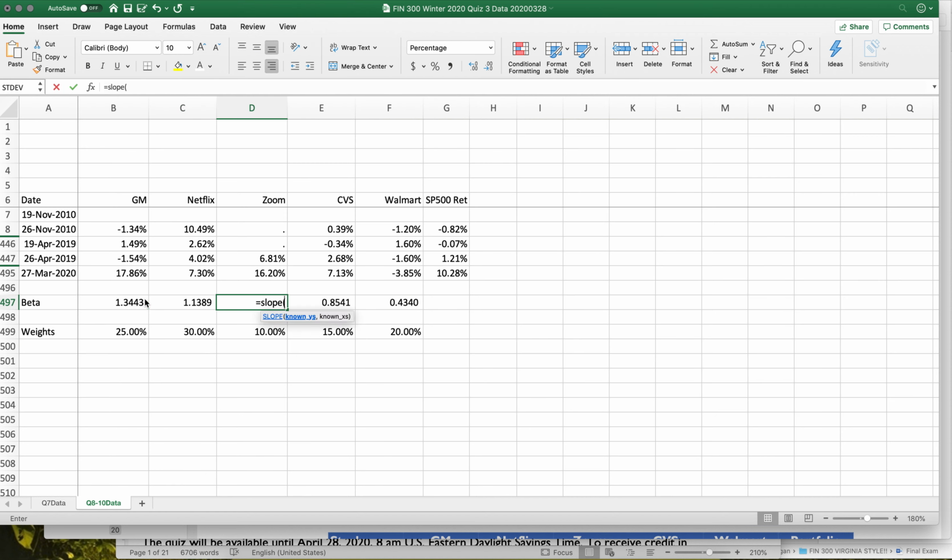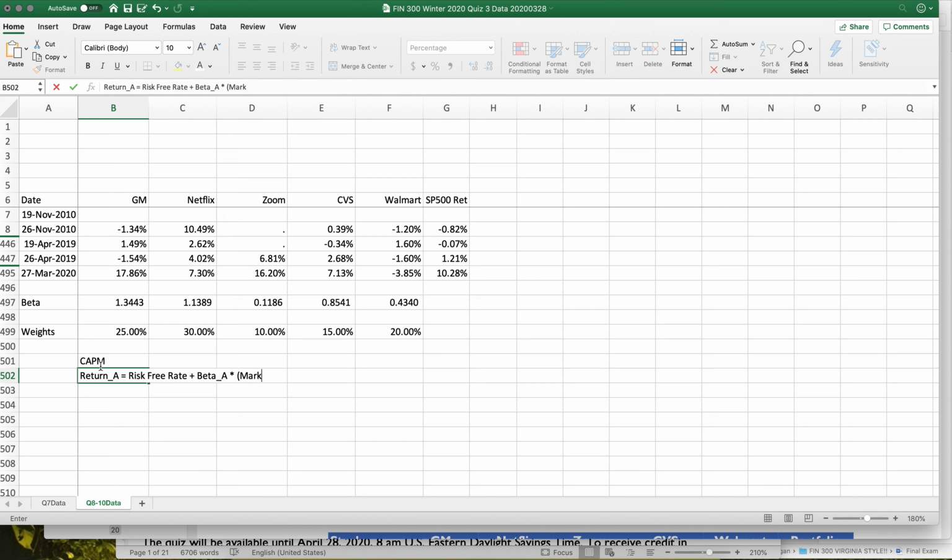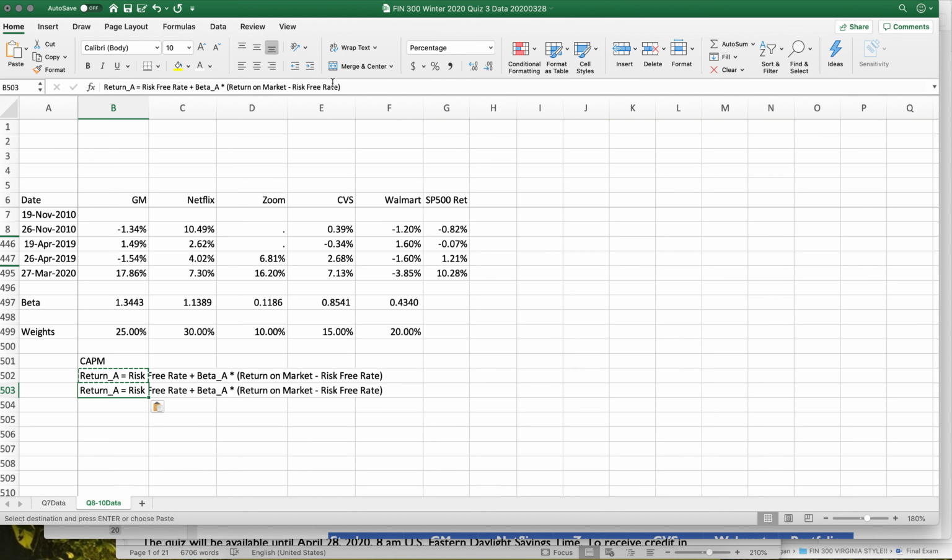Here you have to do it again because you can't use the entire time series for Zoom. Let me also put this in number format. Okay, so we have our slope and betas. If you remember CAPM, the CAPM model says that the return on some asset or portfolio A is going to be the risk-free rate plus the beta for that asset or portfolio times the return on the market minus the risk-free rate.